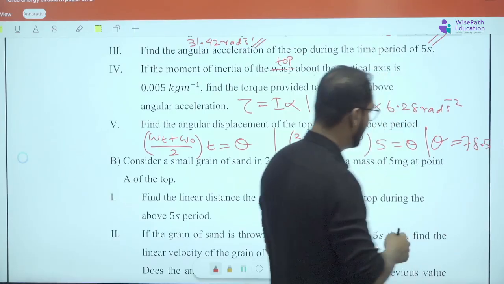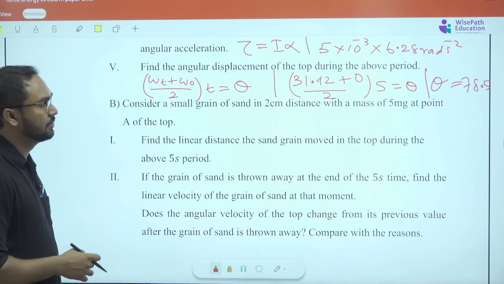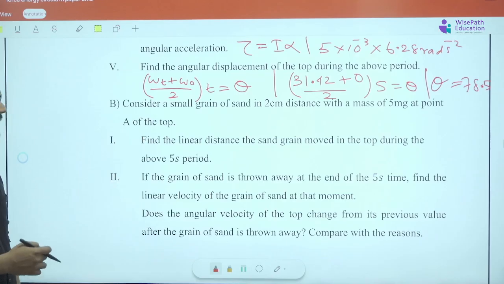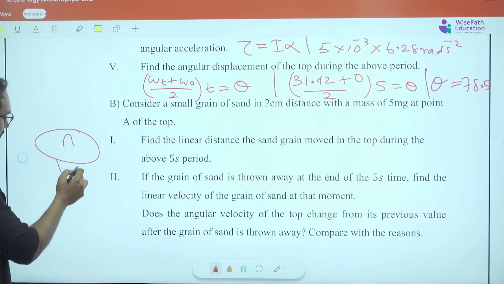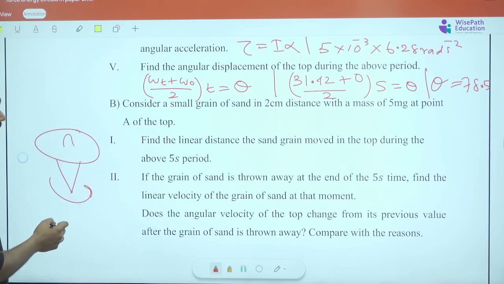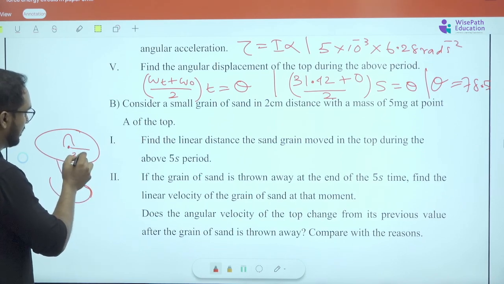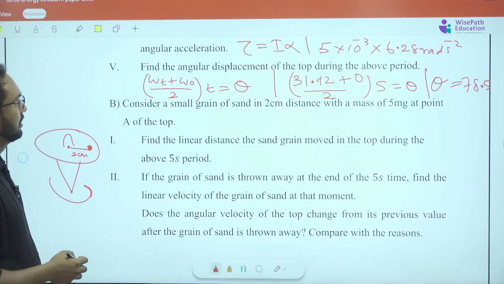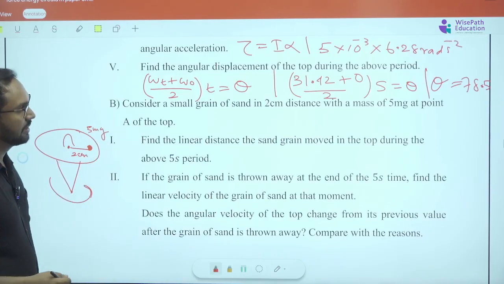78.5 radians. Yes. Right. B. Consider a small grain of sand at 2 centimeters distance with a mass of 5 milligrams at point A of the top. Right. So now if I draw it, let's say this is the top. This is something rotating, and at 2 centimeters of distance from the center there's a small grain with mass 5 milligrams. Its mass is 5 milligrams, right?